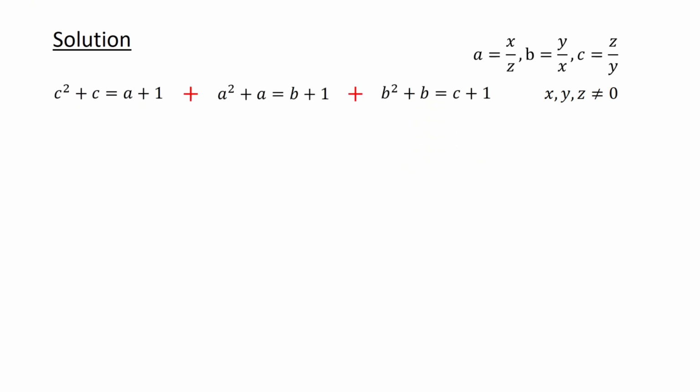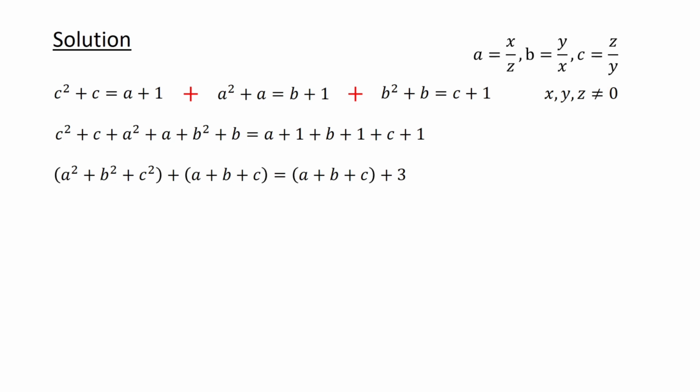Next, we add the three equations to obtain c squared plus c plus a squared plus a plus b squared plus b equals a plus 1 plus b plus 1 plus c plus 1. After rearranging, we obtain a squared plus b squared plus c squared plus a plus b plus c equals a plus b plus c plus 3. After subtracting a plus b plus c, this simplifies to a squared plus b squared plus c squared equals 3.